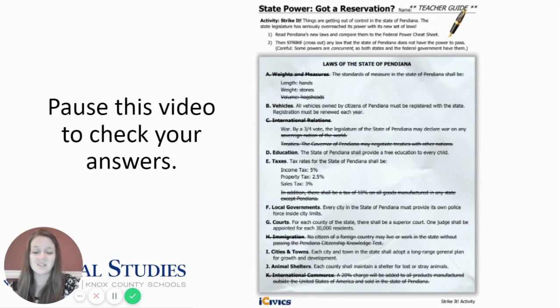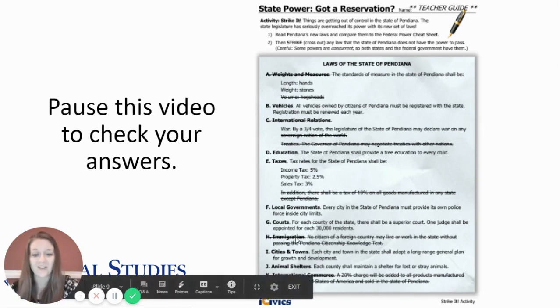Some laws that the state of Indiana can't make are weights and measurements, that is a federal power. International relations is a federal power. The taxation one was tricky because states can levy taxes. However, they can't levy taxes against another state. So they can't do this 10% tax on goods manufactured in another state. States cannot regulate immigration or international commerce. So you had to strike out those as well.